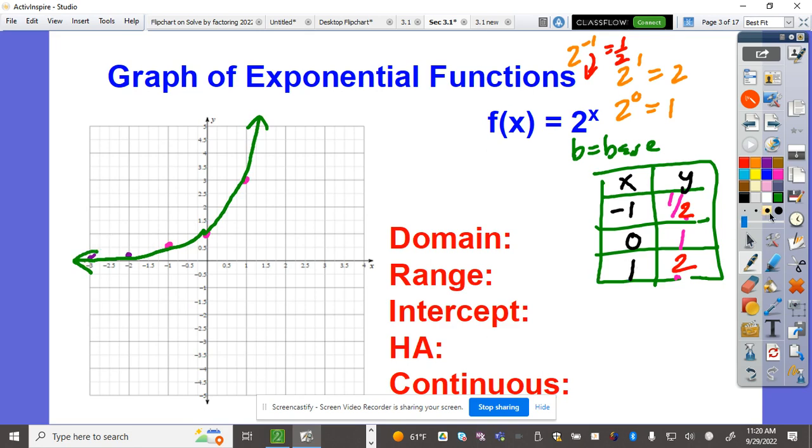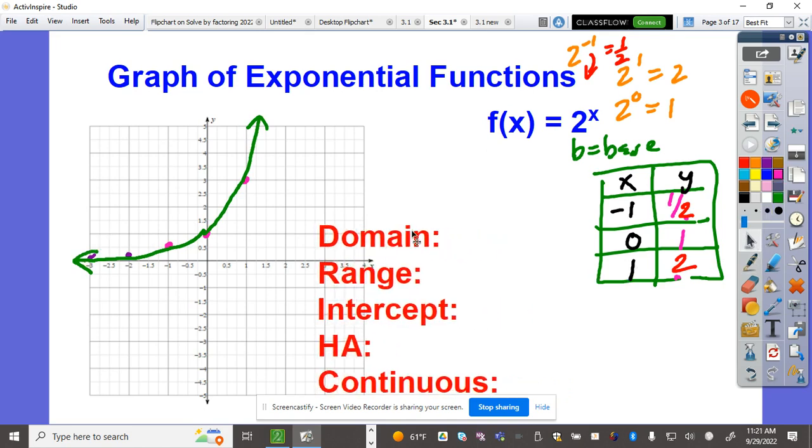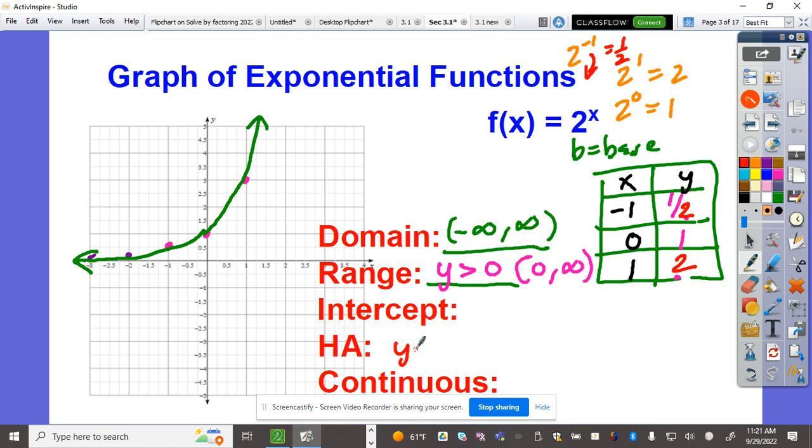So to answer the characteristics, what is our domain? The domain goes further to the left and to the right, from negative infinity to positive infinity. The range doesn't touch the asymptote at 0, so y is greater than 0, or in interval notation, parenthesis 0, infinity. It will not cross 0 because our horizontal asymptote is y = 0. And the intercept crosses the y-axis at (0, 1).